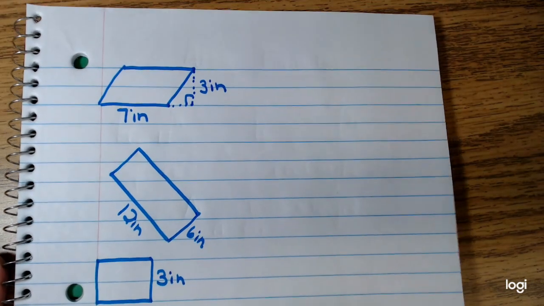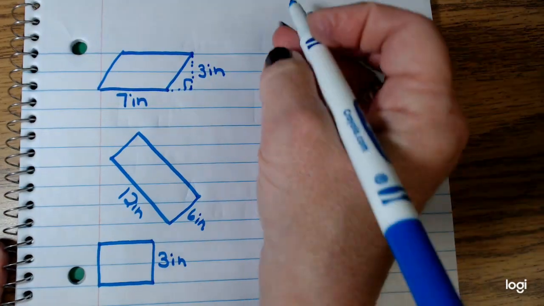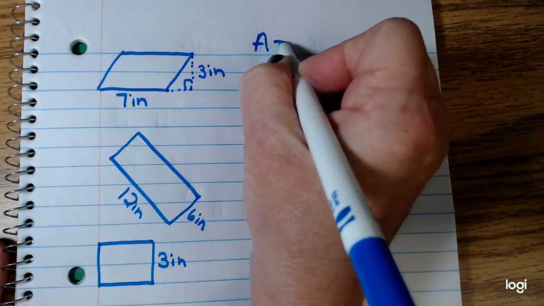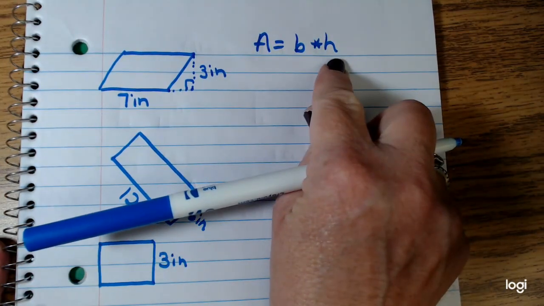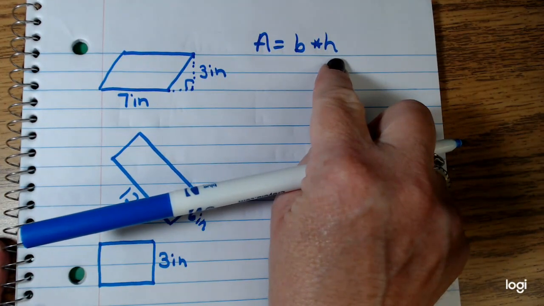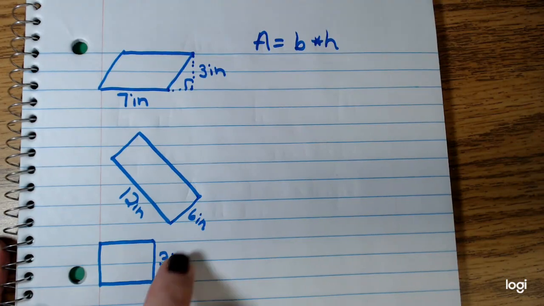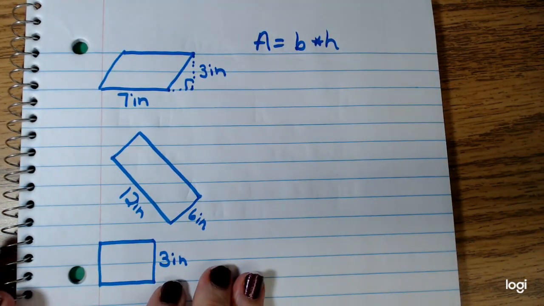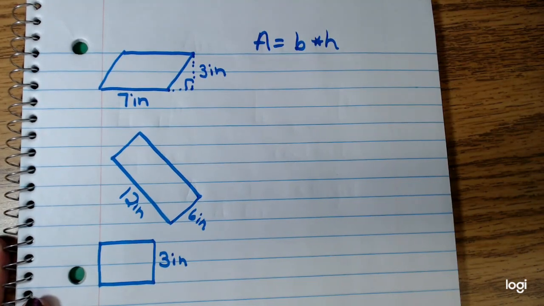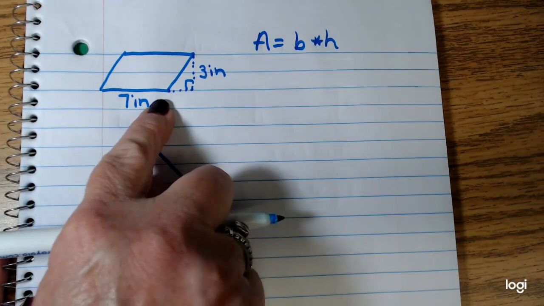All right, well, we know that the formula for all 3 of these shapes, to make it easy on us, is the area equals base times height. Sometimes you'll hear length times width. It's basically labeling these parts a different thing, but we're going to stick with base times height because that way it's very similar to all of the things we're looking at, and then it'll be easier for us to go into triangles and trapezoids.